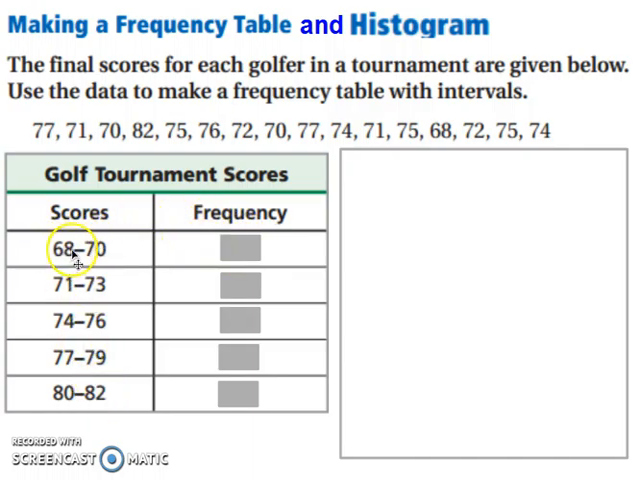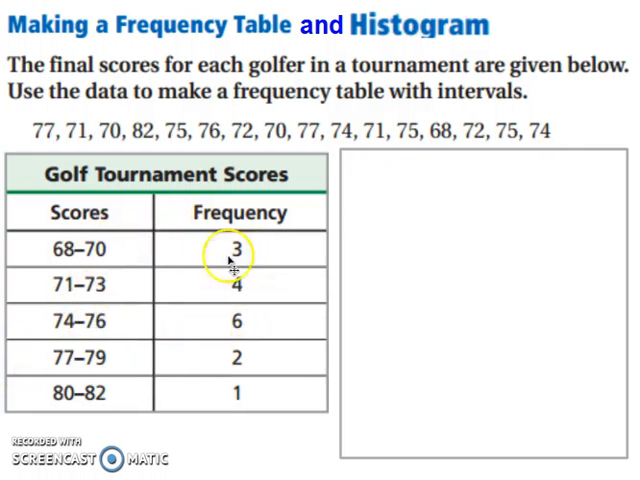So how many numbers fell between 68 and 70? So you just go up here and you count. And in this case, you end up with 3. And then you do the same thing with 71 to 73. How many values landed between those two numbers? 4. And you keep going. So you have between 74 and 76. Count how many appeared there. And there's 6. And then we have 2 and 1.